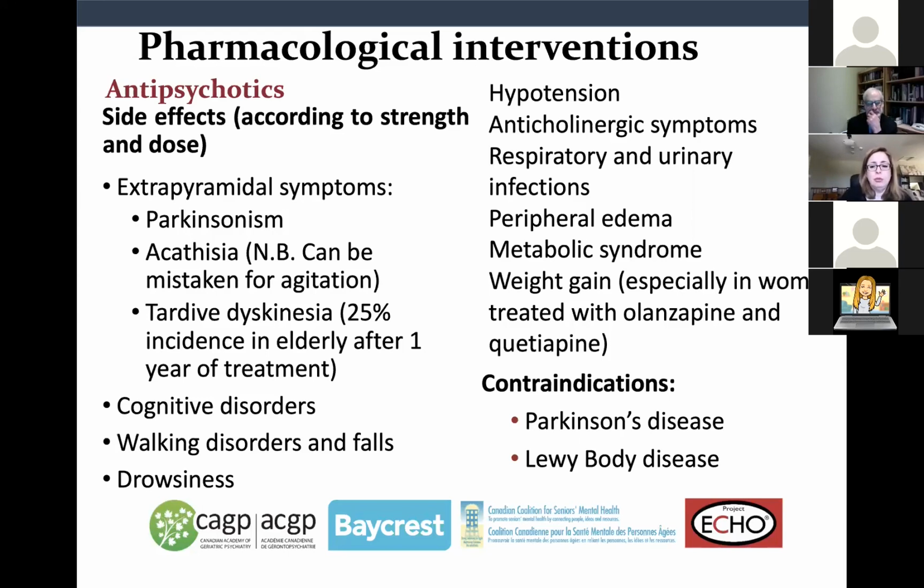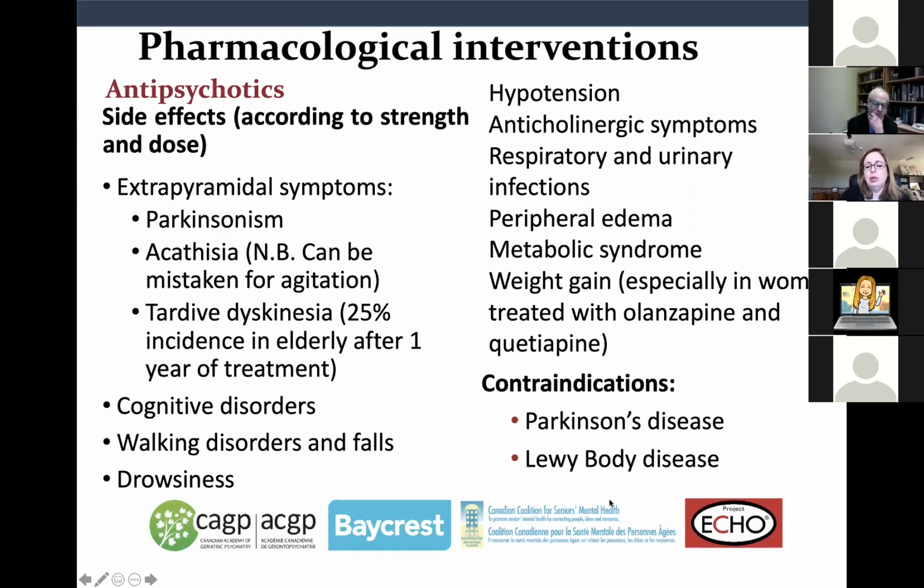I will put some emphasis on peripheral edema, because risperidone can give peripheral edema. Often clinicians think that it's related to cardiac dysfunction, and patients are given some Lasix, but one needs to think that it could be related to risperidone. And some weight gain and metabolic syndrome, less than in younger patients, but still.